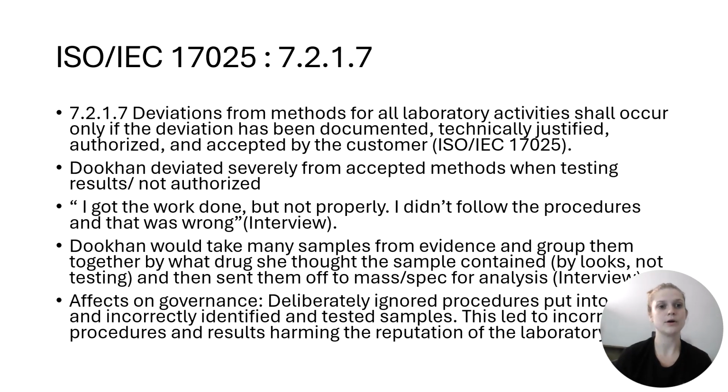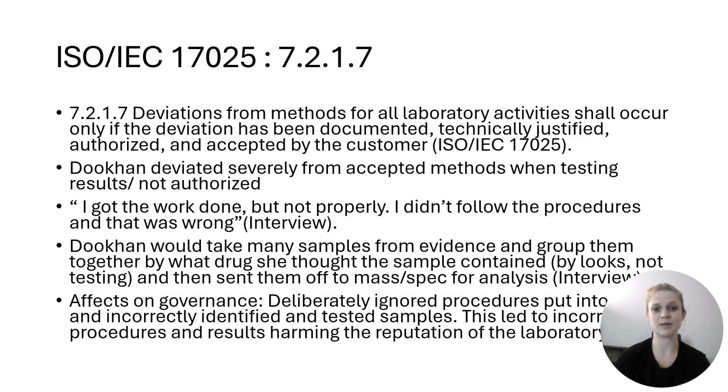For my next one, I wrote the ISO standard 7.2.1.7, which states, deviations from methods for all laboratory activities shall occur only if the deviation has been documented, technically justified, authorized, and accepted by the customer. She severely deviated from all of the methods and procedures when she tested results, and none of it was authorized. No one really knew about it. Later they found out. She stated in an interview, I got the work done, but not properly. I didn't follow the procedures, and that was wrong.